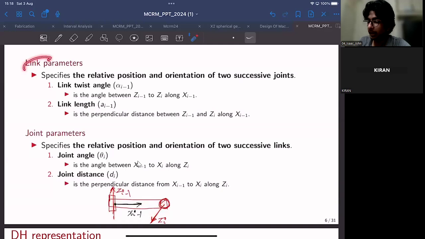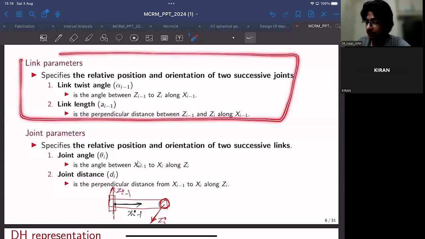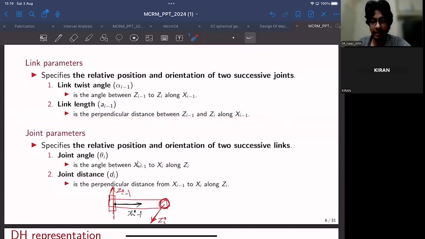So that is what link parameters are about, which specify the relative position and orientation between two successive joints, right? Then what about joint parameters? We have so far covered two parameters out of the four DH parameters. The remaining two DH parameters are joint parameters, which specify the relative position and orientation of two successive links.